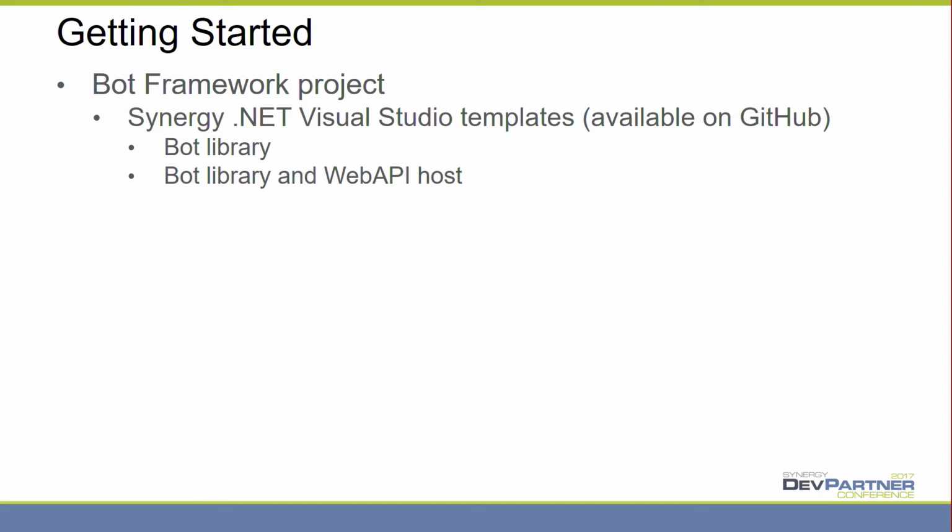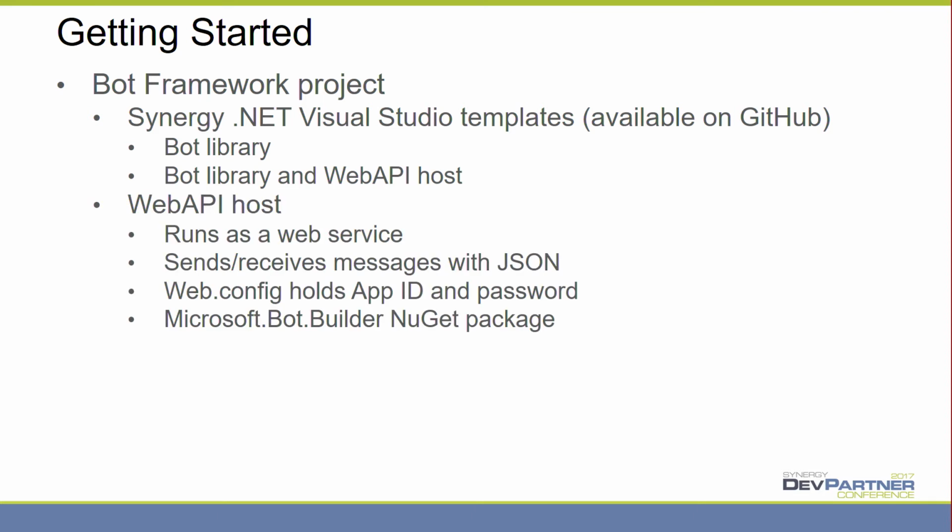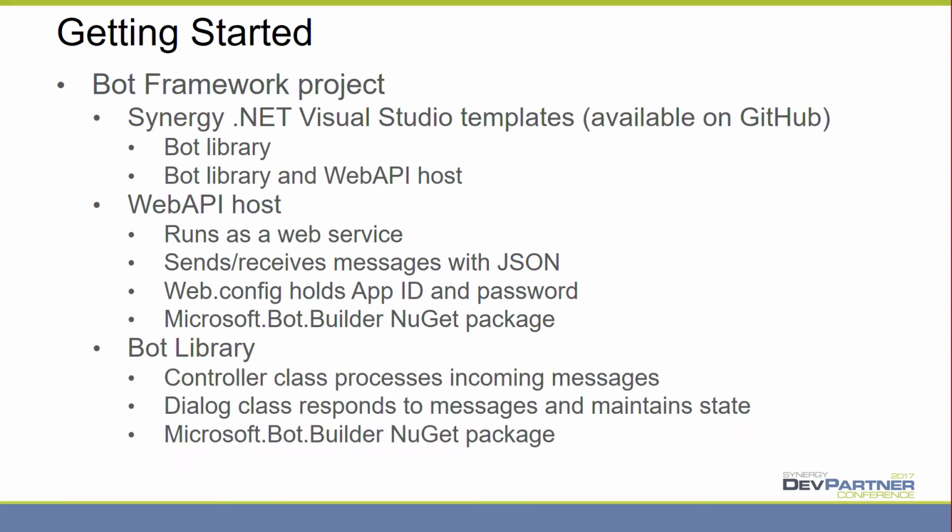There's the bot library and the bot library and web API host, which lets you host the project as a RESTful web service. It sends and receives messages with JSON, it holds the app ID and password, and it also has references to the bot builder NuGet package and its related NuGet packages. The bot library is the Synergy class library. It has a controller class, which processes incoming messages. It has a dialog class to respond to the messages and to maintain state. And we've also talked about the channel emulator, which lets you test things locally.